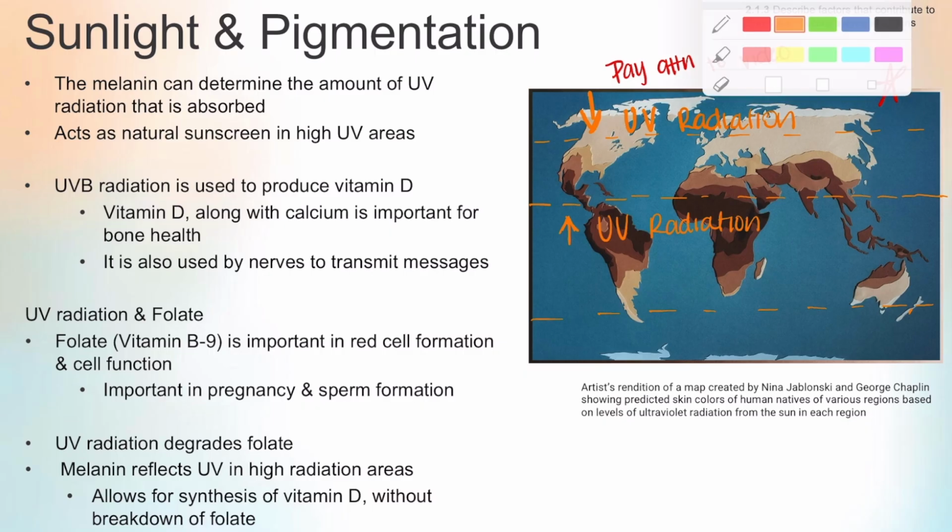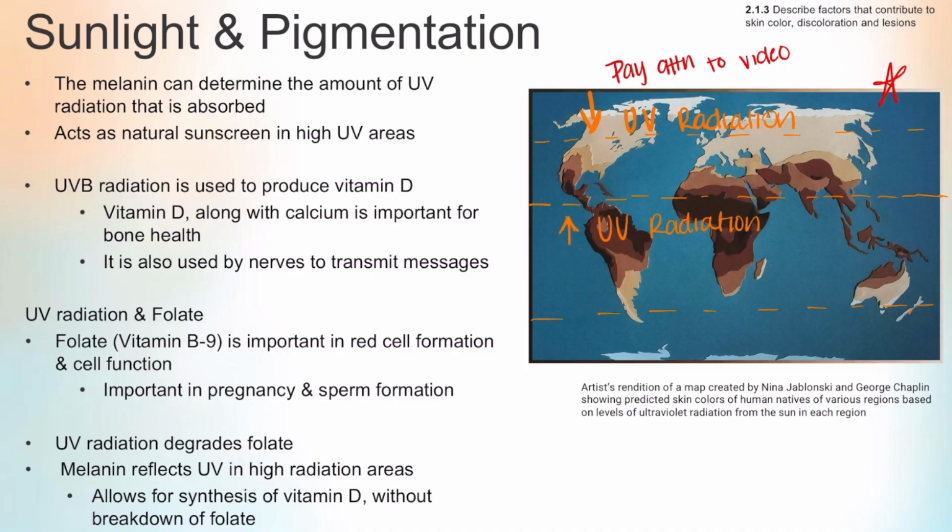UVB is the one that we will focus on in anatomy because it is the one that directly helps us produce vitamin D. When you go outside after being inside, think of COVID times, you're locked in the house and you finally went outside and it was nice and beautiful, sunny, and you just stood there and felt the sun on your face. There is a reason that feels so good. It is because that UVB radiation is helping our bodies produce vitamin D.